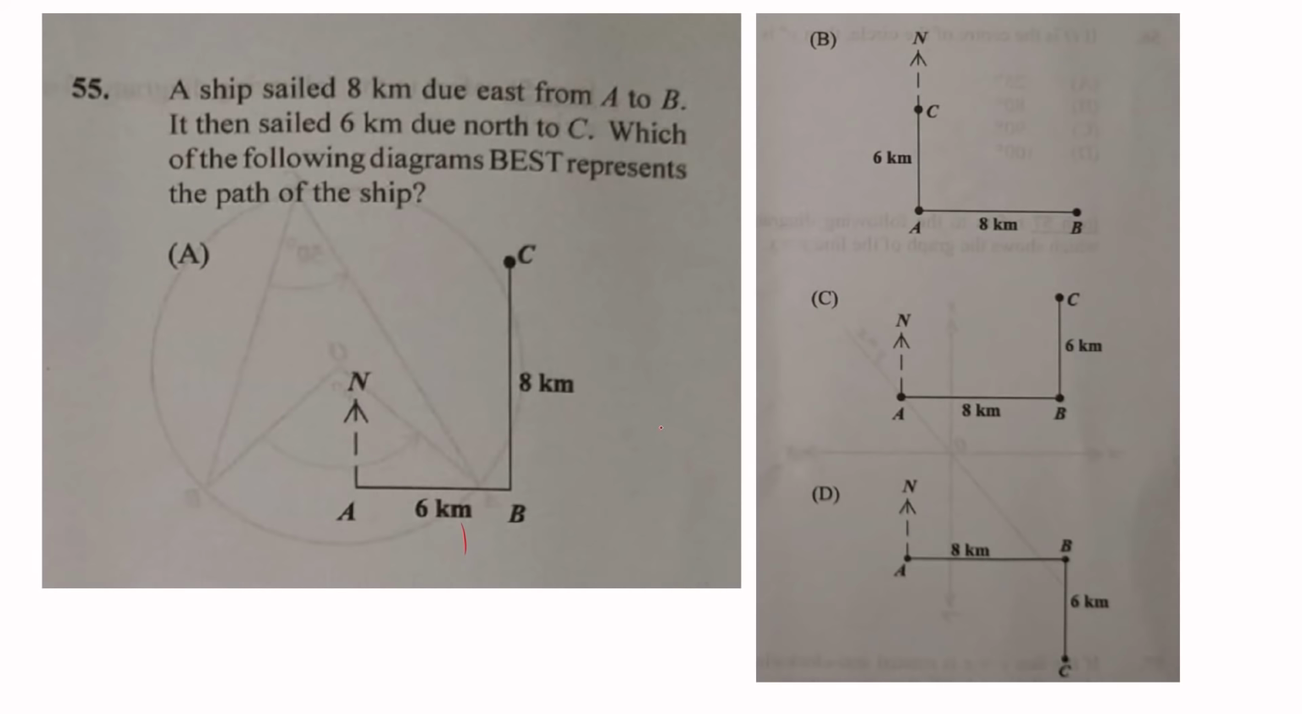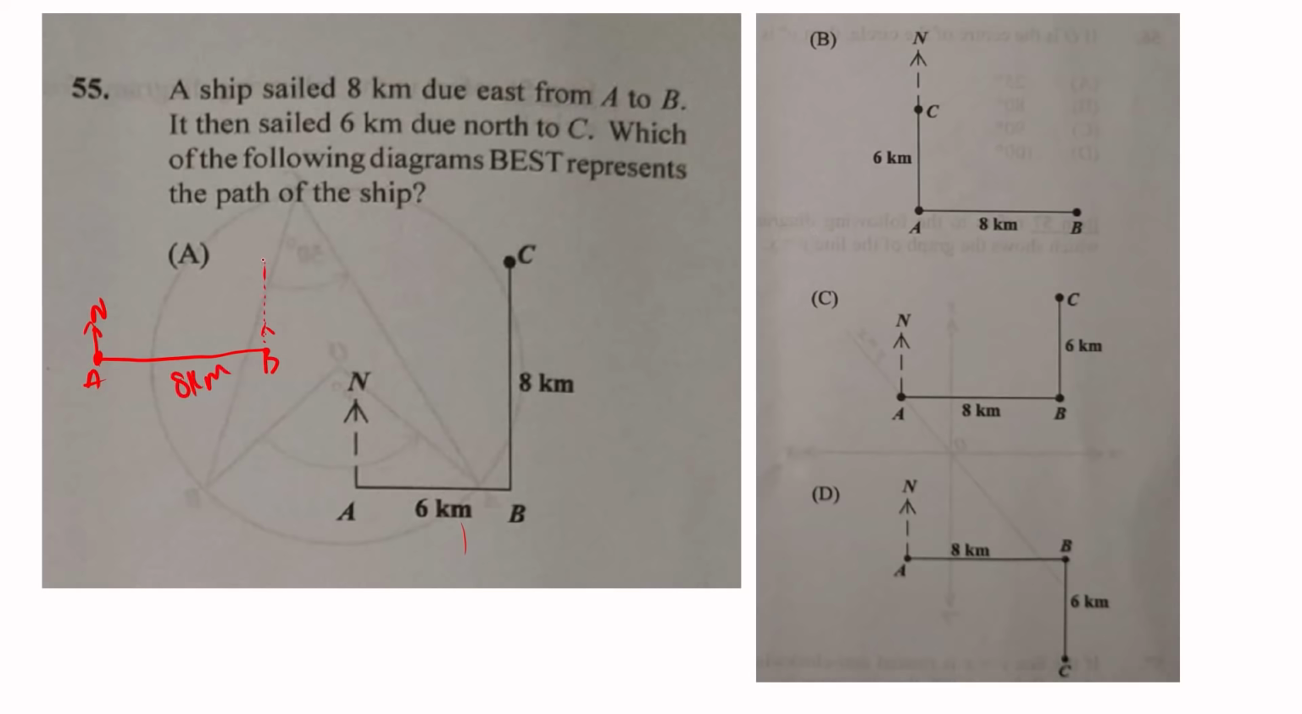Alright, item 55, another repeated question, but still read it just to make sure. A ship sailed 8 kilometers due east from A to B. It then sails 6 kilometers due north to C. Let me draw my own drawing and then compare. The ship starts here, and I put a north line. It sails 8 kilometers due east to B, so it's A to B. It then sails 6 kilometers due north to C. So the north line, and it's 6 kilometers due north. This is 8.